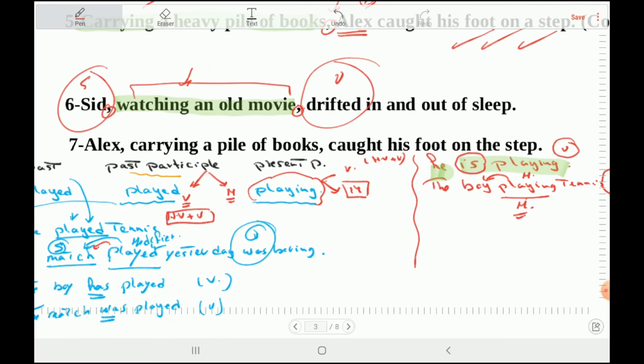Okay, now look at the second example. Alex, carrying a pile of books, caught his foot on the step. I think that's easy now. So carrying, again, is a modifier. Again, it's non-essential. Caught is the verb.